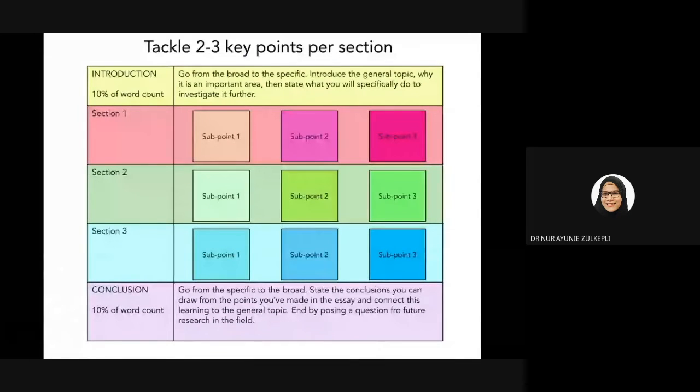So you are going to have your introduction, which is about 10% of your word count. So here, you should explain from the specific to the broad, right? Because you're going to explain the whole story of your review.